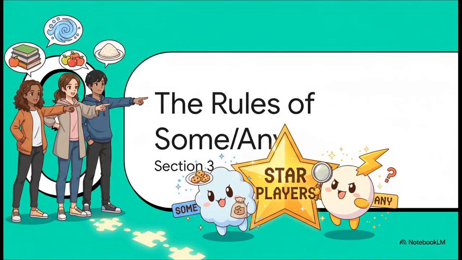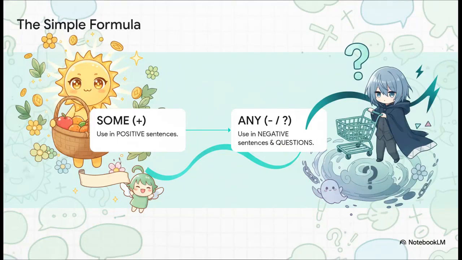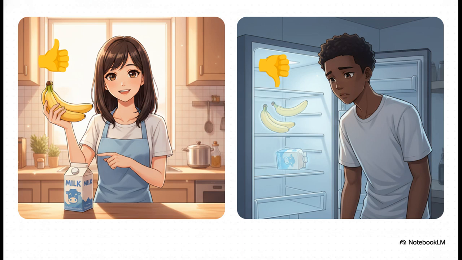We've got our 2 teams, Team Countable and Team Uncountable. Now it's time to introduce the words that play with them, our superstars for today, some and any. Okay, if you remember just one thing from this whole explainer, make it this. This is the golden rule. It's so simple. We use some for positive or yes sentences, and we use any for negative or no sentences and for questions. Let's see how that actually plays out. And check this out. This pattern works for both types of nouns, which is awesome.